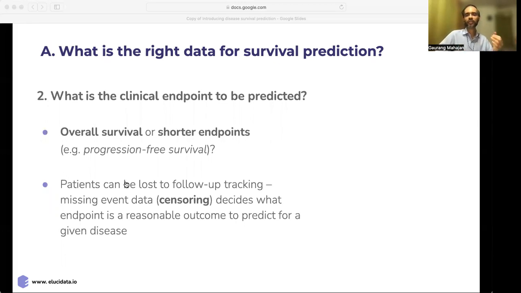So if it's an aggressive disease with a short-term survival, then overall survival might be a reasonable endpoint to predict. But for diseases that run over a longer course or are more likely to be modulated by interventions like treatment, shorter endpoints like the time to recurrence of the disease might be more appropriate.